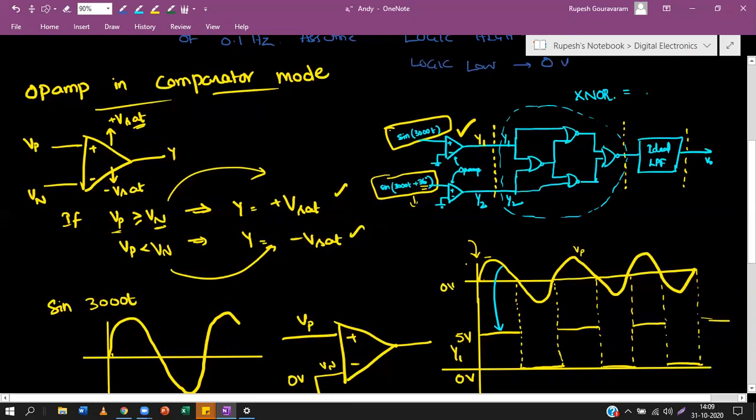XNOR is what? A XNOR B. That is AB plus A bar B bar. Okay, let us see how it comes. Suppose let us take this signal as A and this signal as B. Okay, let us take only this circuit.